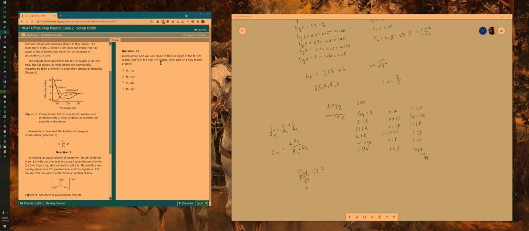Which one would be in the far UV but not the near UV? I think that has to do with ellipticity or something. I didn't really read into that yet, so I'm just going to guess and flag it.